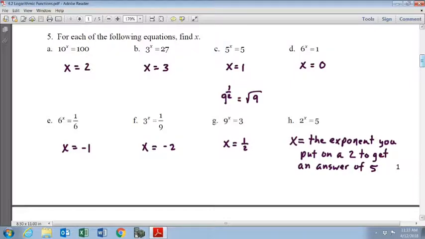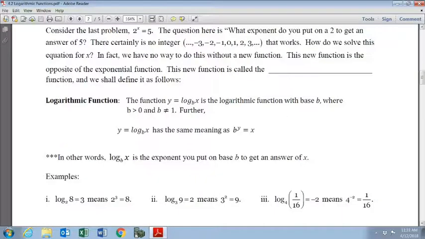So the first thing I want you to understand, if you're going to be successful in working with logarithms, you got to know your exponents pretty well. You got to be able to do problems like the ones that we just did up to number 5. So it all starts there. All right, let's move on.